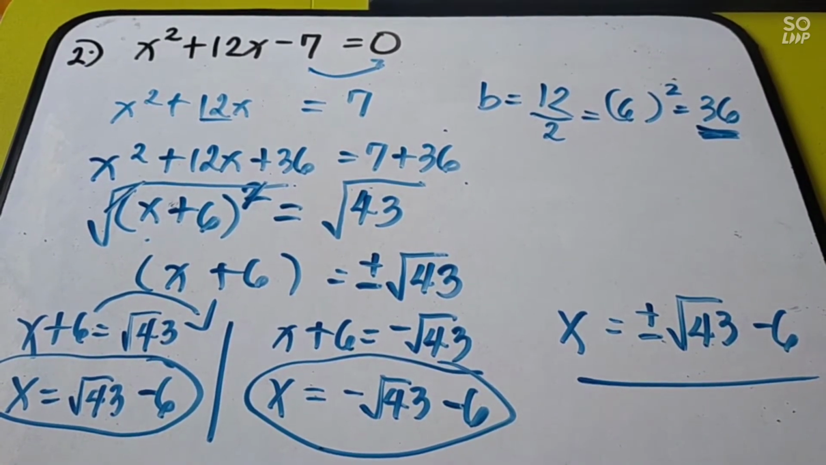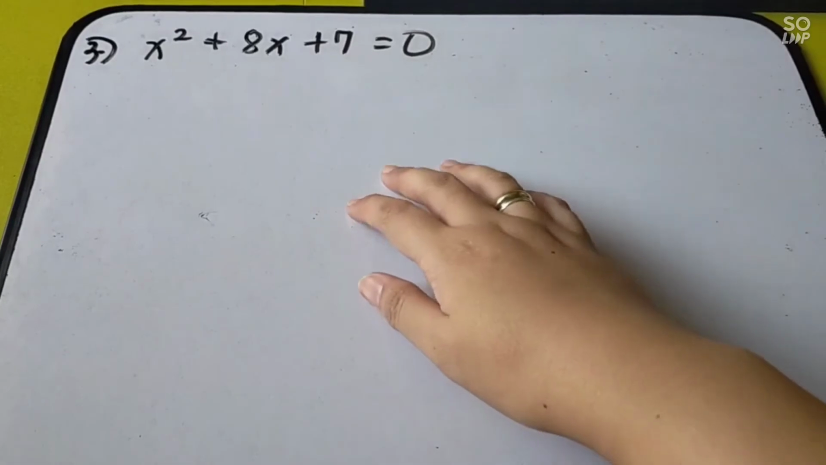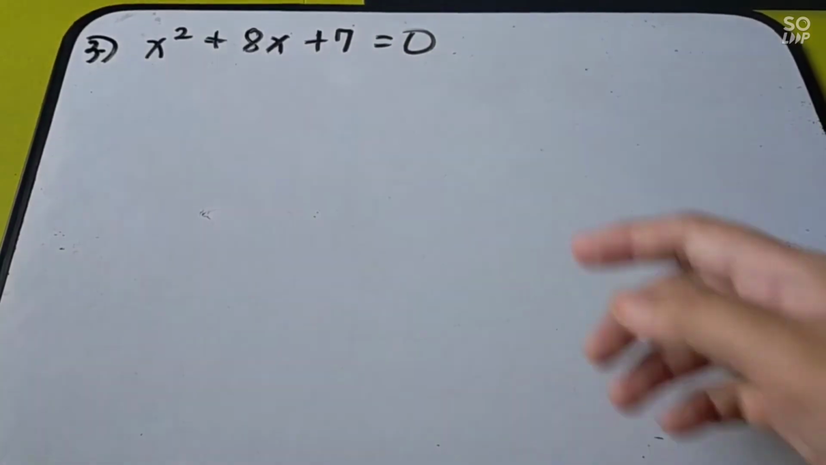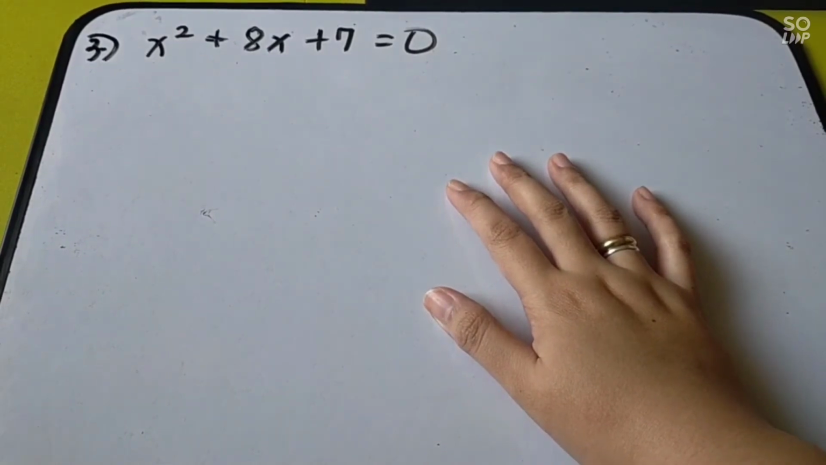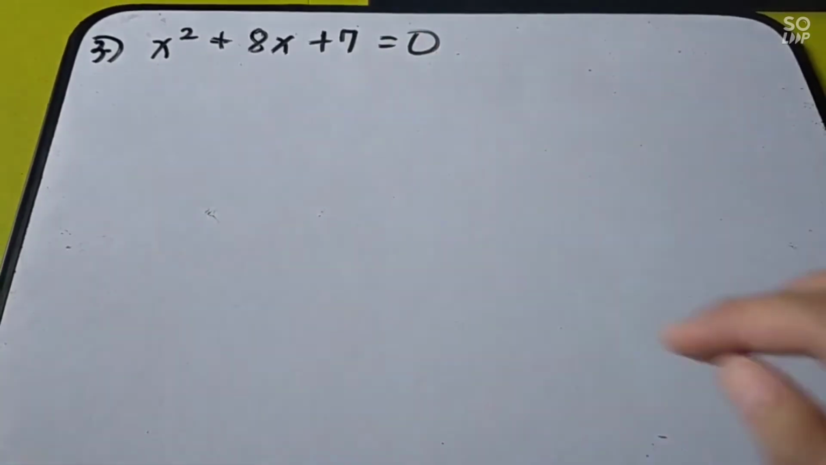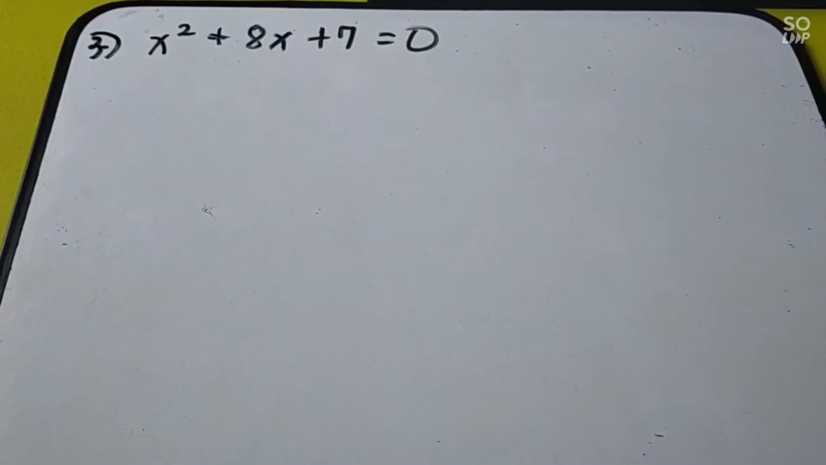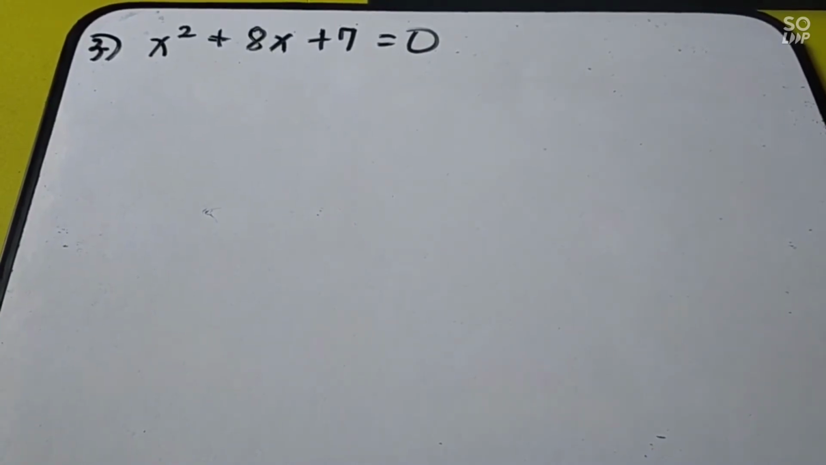Next example tayo. Number 3. X squared plus 8x plus 7 is equals to 0. Ma'am, ito po ay factorable. Pwede po dito si factoring. Yes po, pwede dyan si factoring, pero pwede rin naman si completing the square.